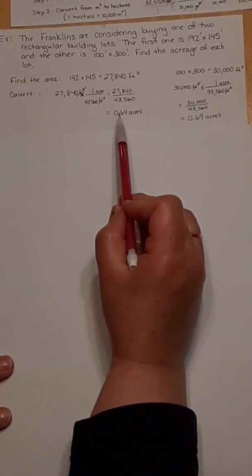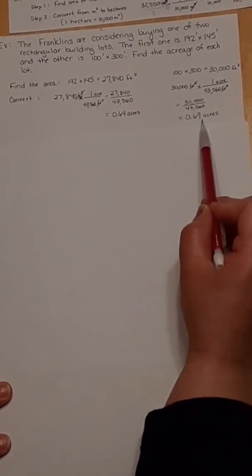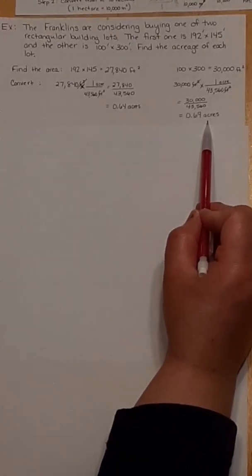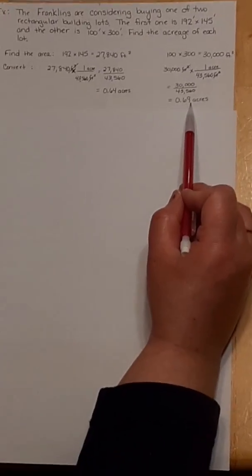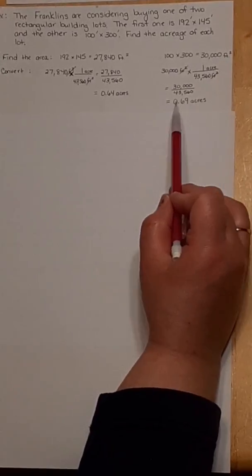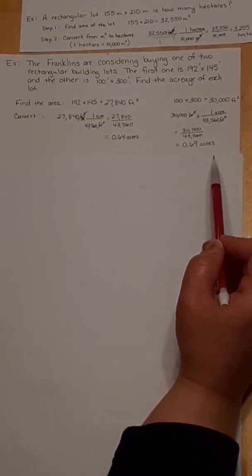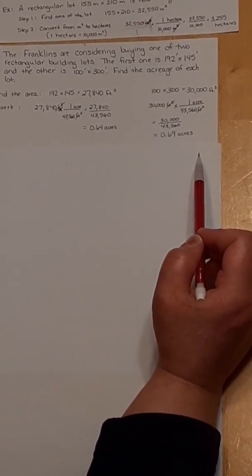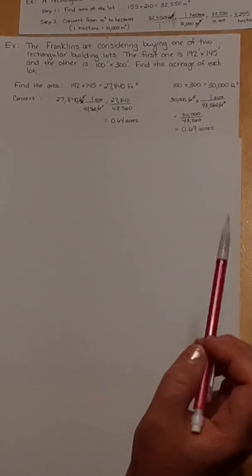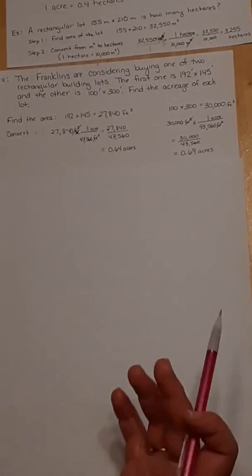And I find out that this one here, the more squared one, is 0.64 acres, and this one is 0.69 acres. So not much of a difference, basically 5/100ths of an acre, but this one is a little bit bigger. So just by going by size, this second lot, the long rectangle one, is what they would be looking at purchasing.